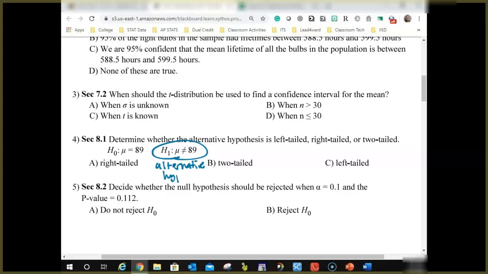In this case, it's not equal to, so that means a two-tailed test, because we're not really sure if the result is more or less. So we look at both ends of the spectrum. So that, in a gist, is a two-tailed test.